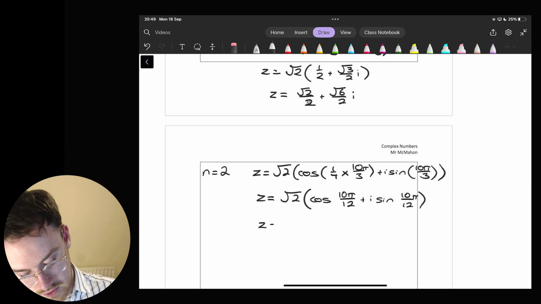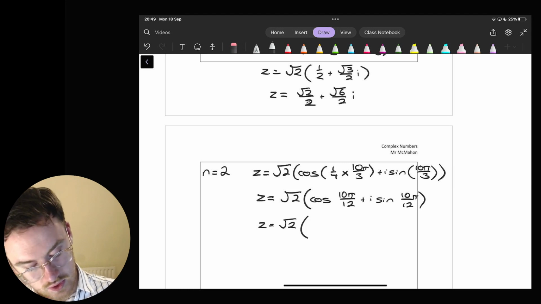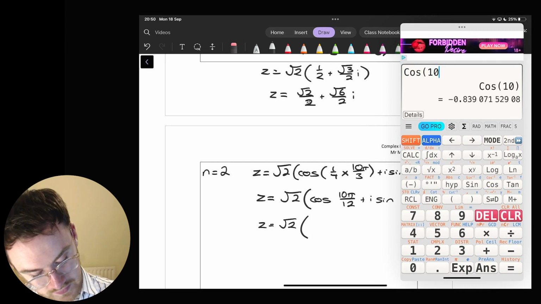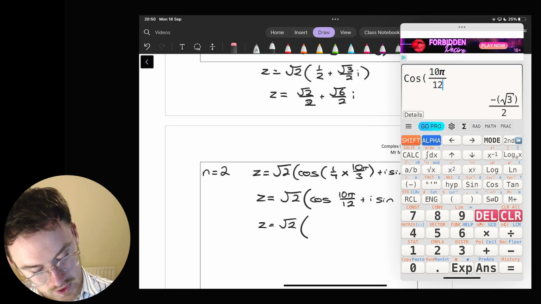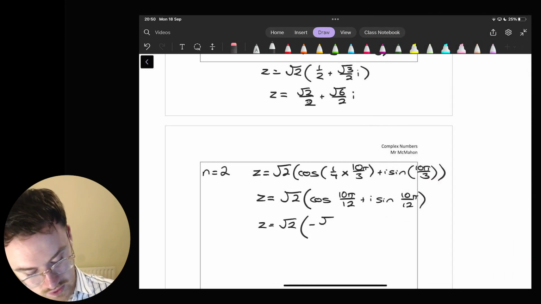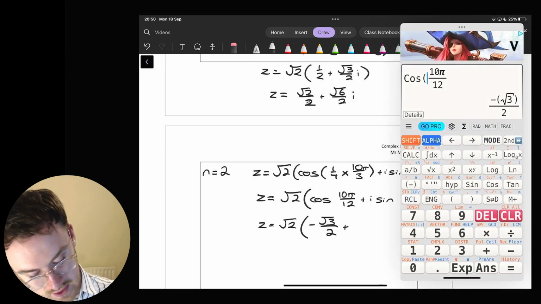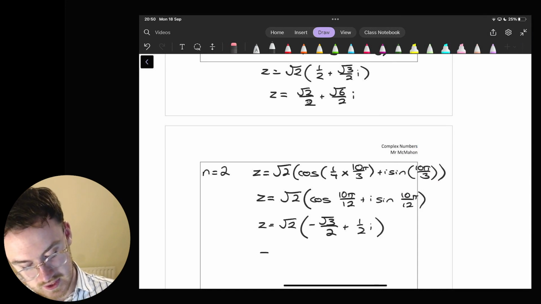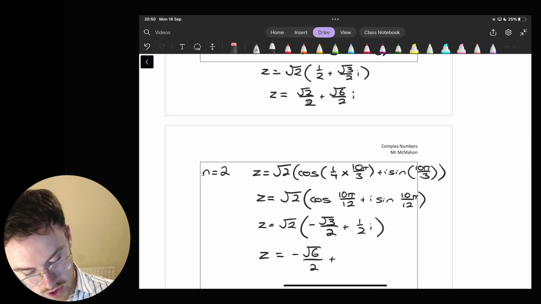So we can work out those values now. So cos of 10 pi over 12 and sine of 10 pi over 12. So let's work those out. Cos of 10 pi over 12 is minus root 3 over 2. And sine of that is a half. And multiplying that root 2 across, we get minus root 6 over 2 plus root 2 over 2 i.